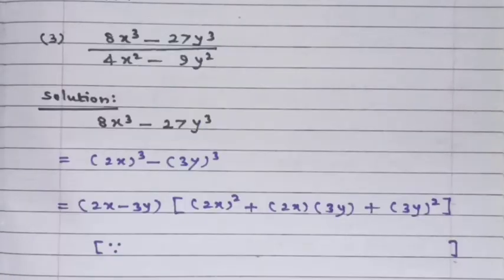Third question: (8x cube minus 27y cube) upon (4x square minus 9y square).